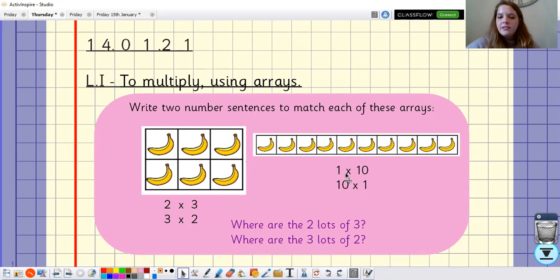Now here, we can either see we've got 1 group of 10, because this would be 1 group and there are 10 in the group, or we've got 10 groups of 1. So this would be 1 group, this would be 1 group, okay? So again, noticing where that 1 group of 10 is and where that 10 groups of 1 are.